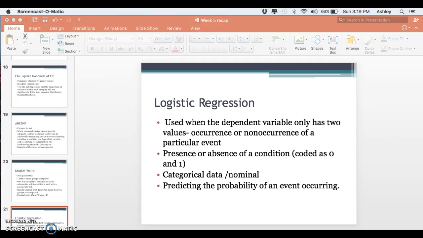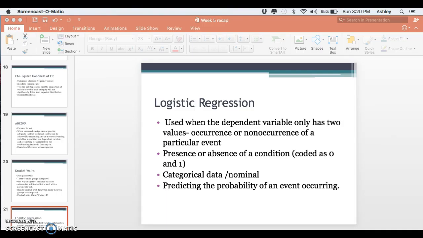And this is where the dependent variable only has, like I said, two values, and that's occurrence or non-occurrence of a particular event, or the presence or absence of a condition. And it's typically coded as 0 or 1. We can't use multiple regression for these types of purposes because a categorical dependent variable would not meet the assumption of a normal distribution.